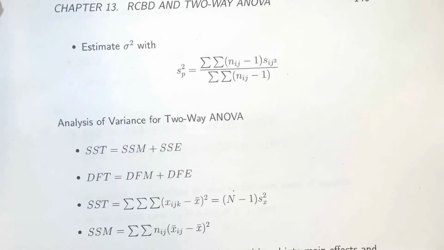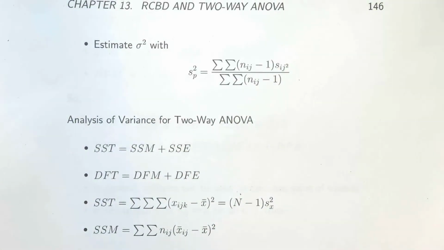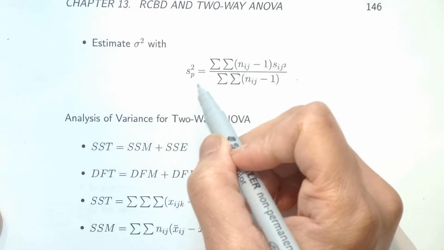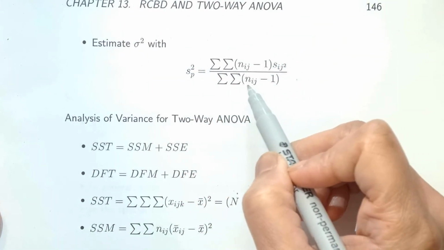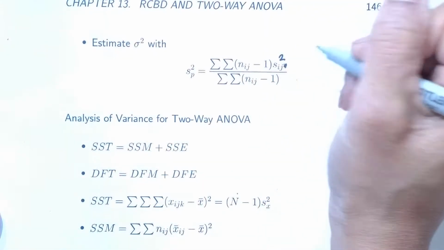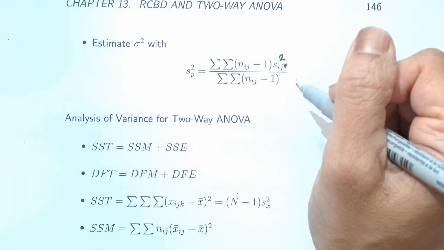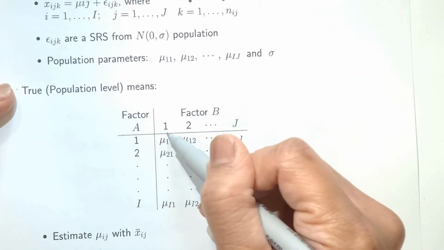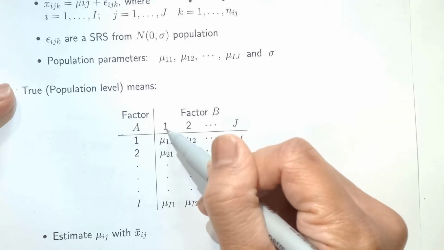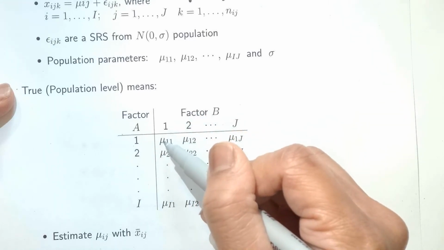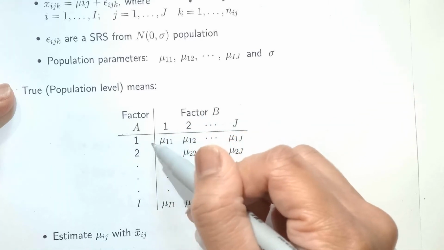To estimate our sigma, what we want to do is estimate it with our pooled estimate of variance. So what that means is for each one of our, that squared should be up here. So for each one of those cells in this table, remember we're considering all of the observations in the 1,1 cell coming from the population with factor level A equal 1, factor level B equaling 1. Okay, that is the first level of both.